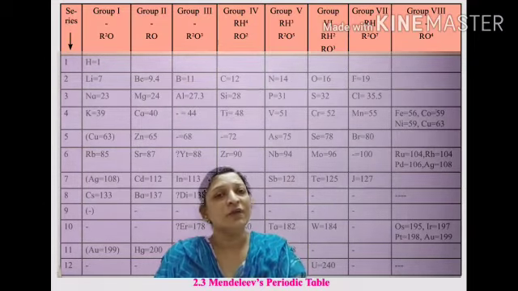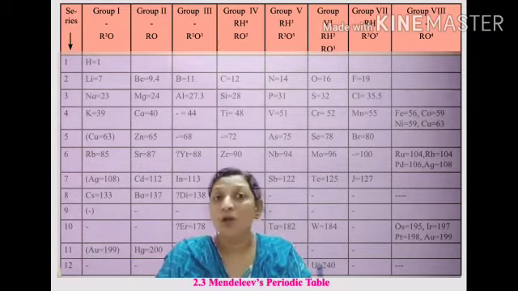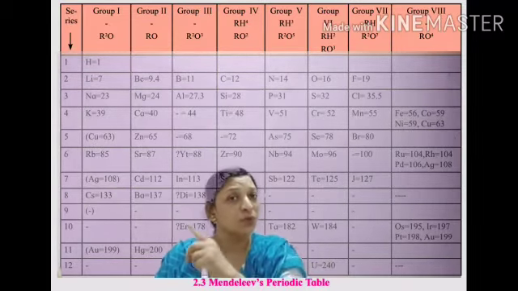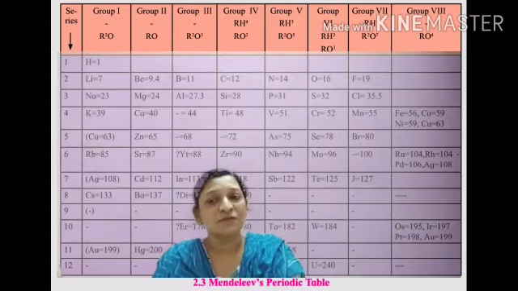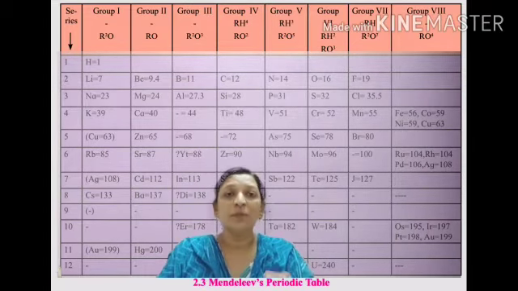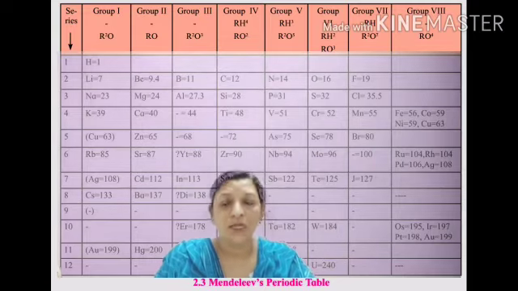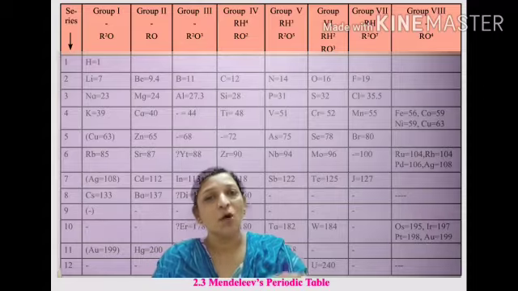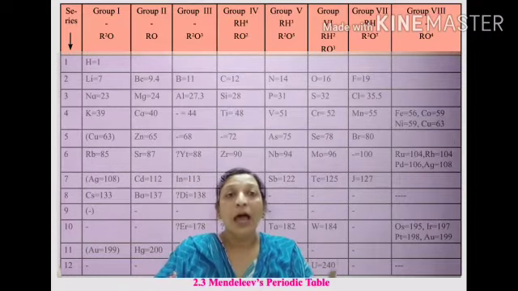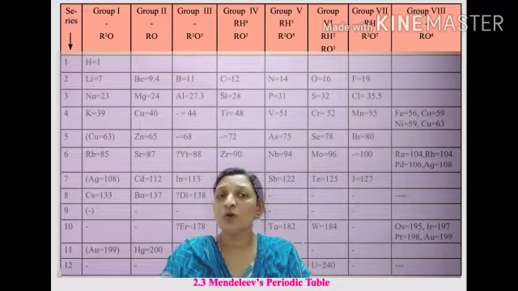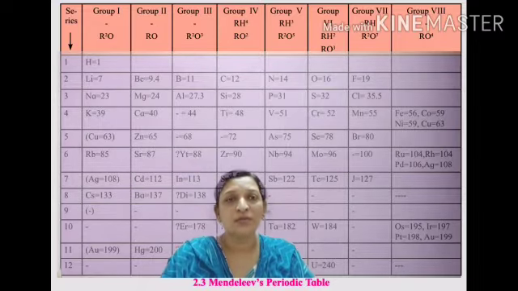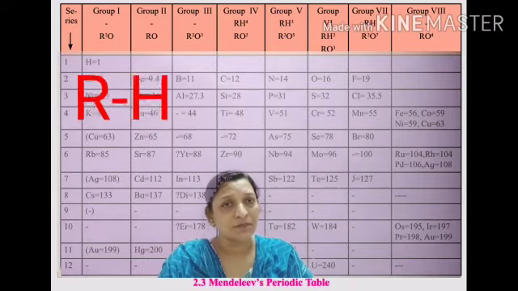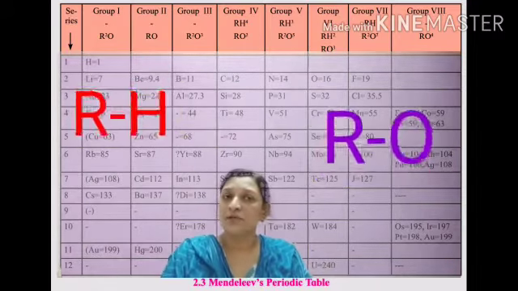And later, after arranging the cards, all 63 cards which were symbolizing the 63 elements of those days, he transferred this arrangement into the periodic table in accordance with the physical and chemical properties of elements. And during this, he also tried to compare the chemical properties of the elements with their hydrides and oxides.